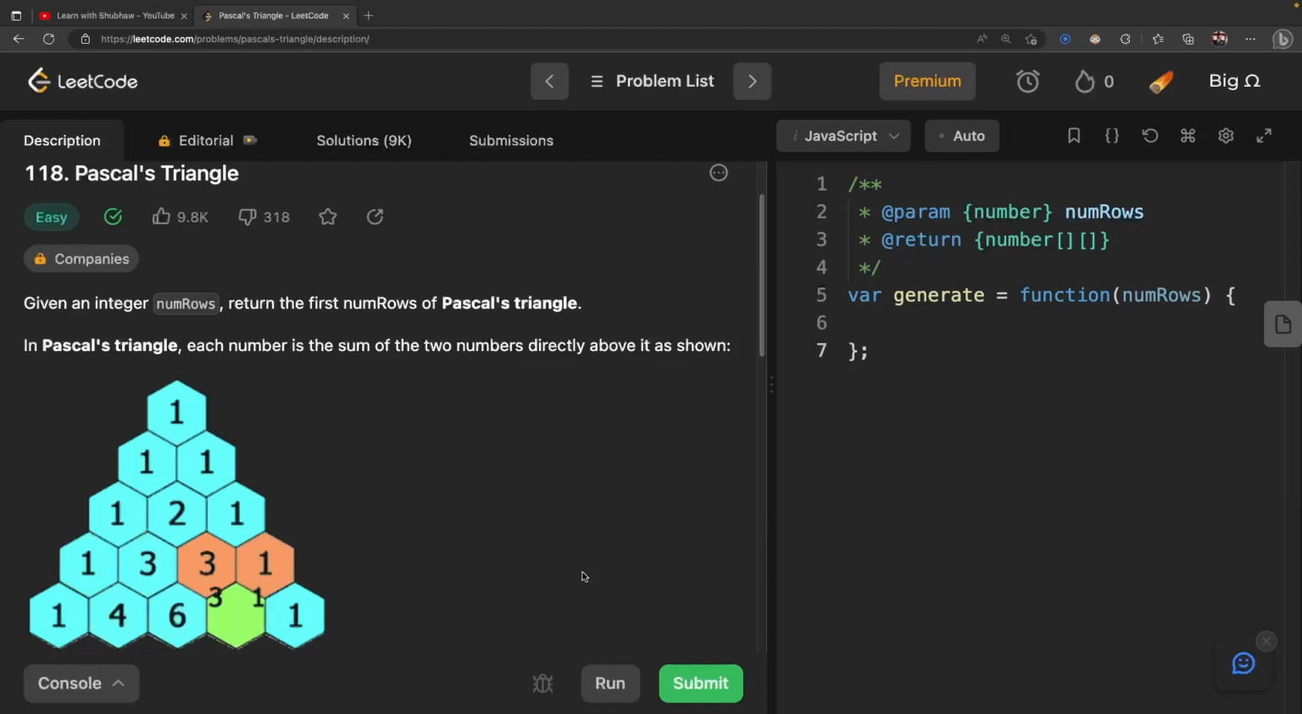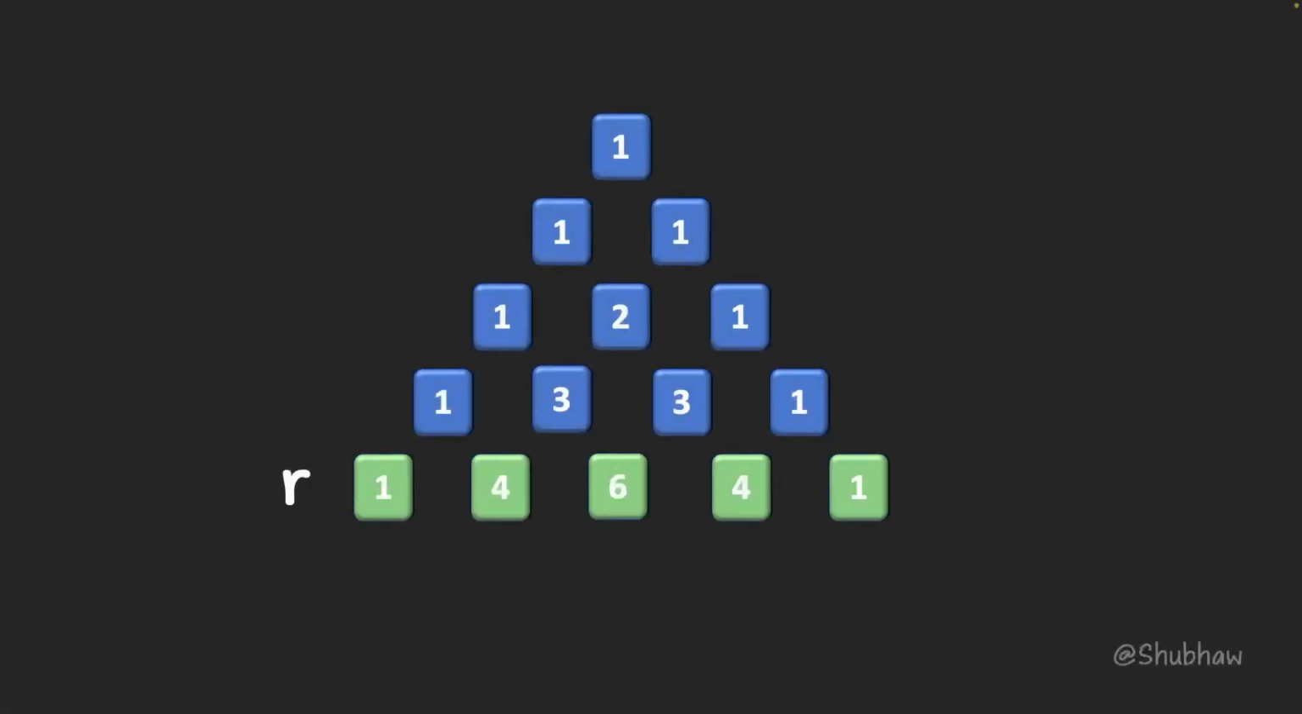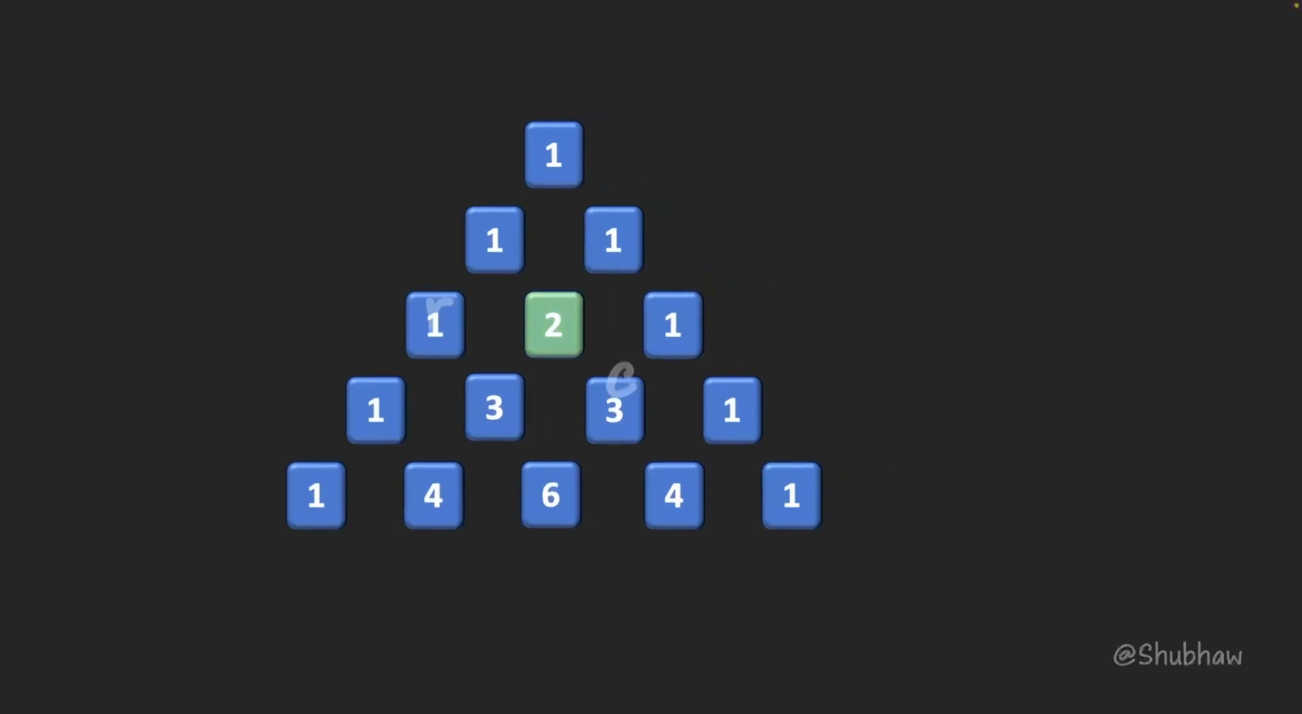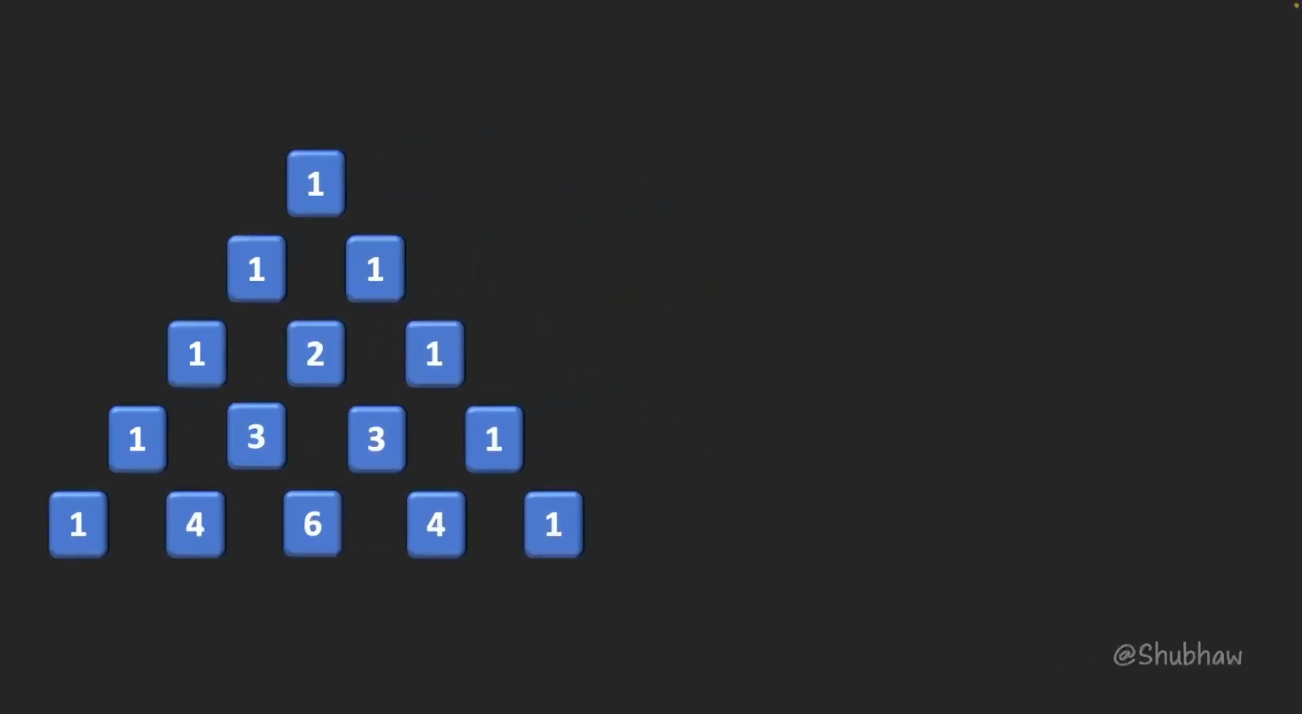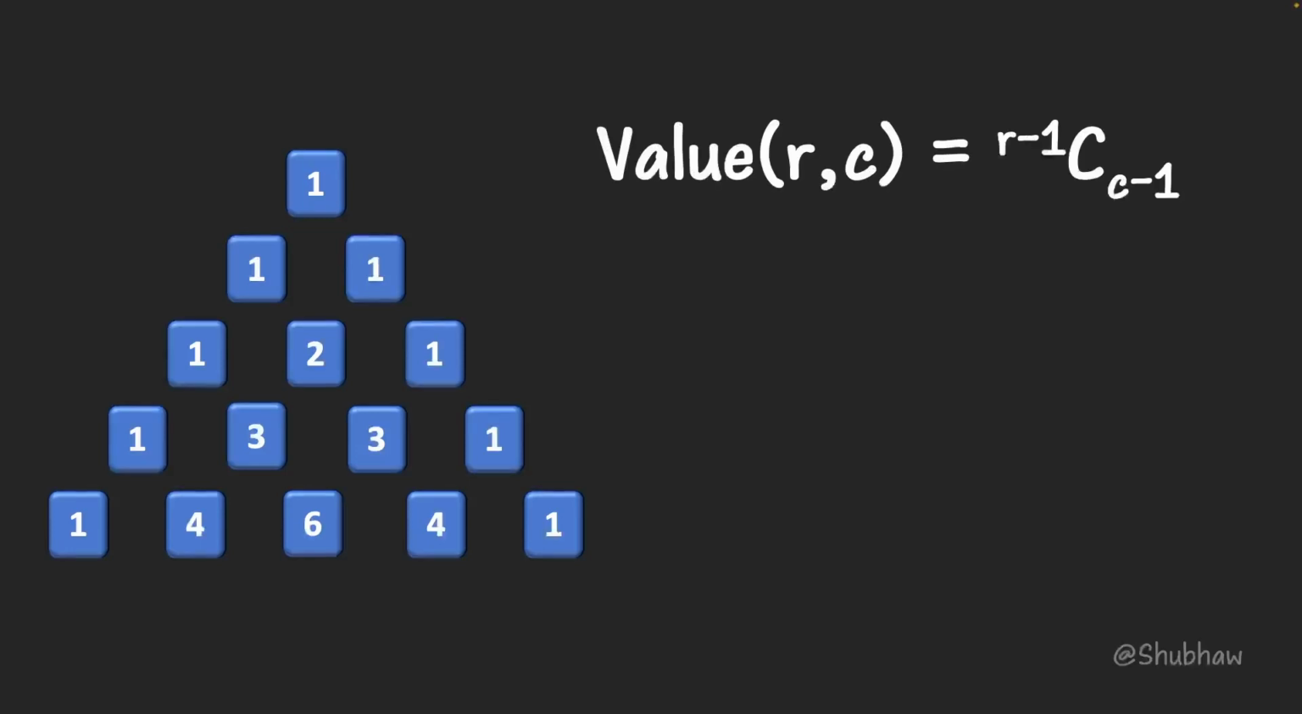So the follow-up questions might be, they don't want the entire Pascal's triangle now. They just need the rth row, or they just need the number at the rth row and cth column. For the rth row and cth column, the trick here is that either you must identify the pattern or know this concept beforehand: every number in Pascal's triangle is (r-1) C (c-1), where r is the row and c is the column.